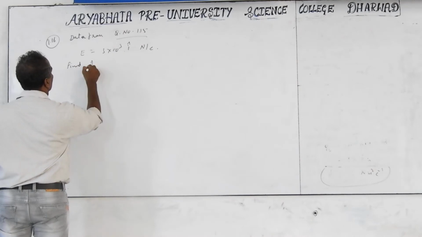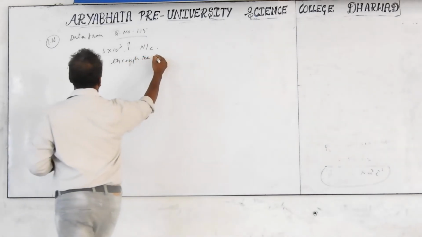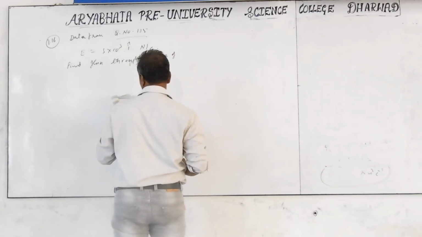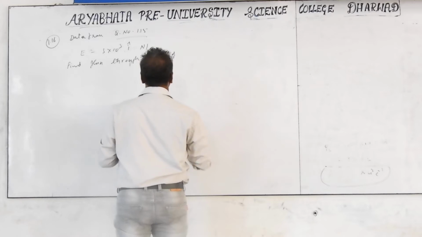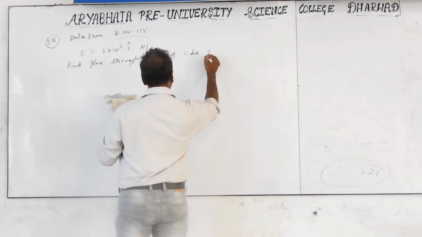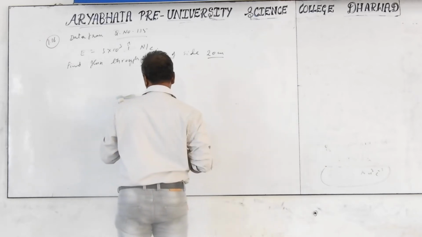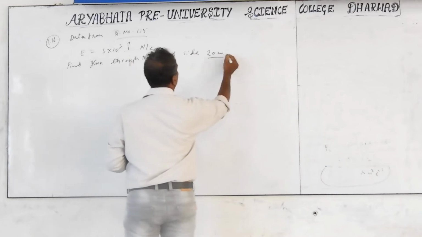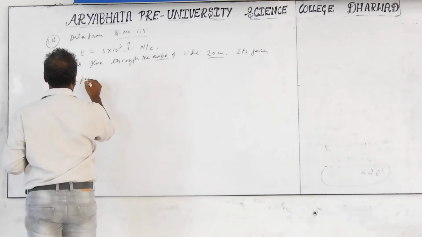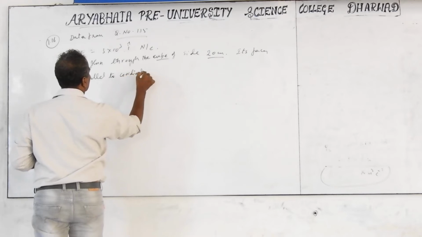Find the electric flux through the cube outside, of side 20 centimeters, oriented so that its faces are parallel to the coordinate planes.